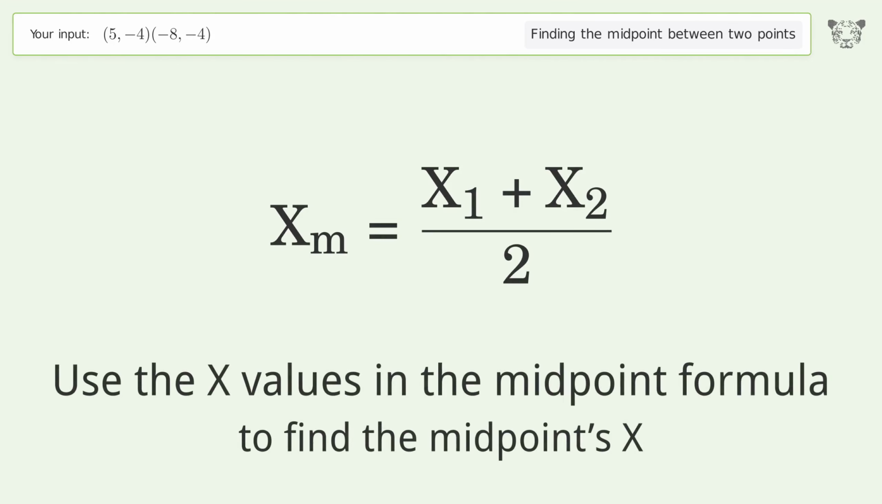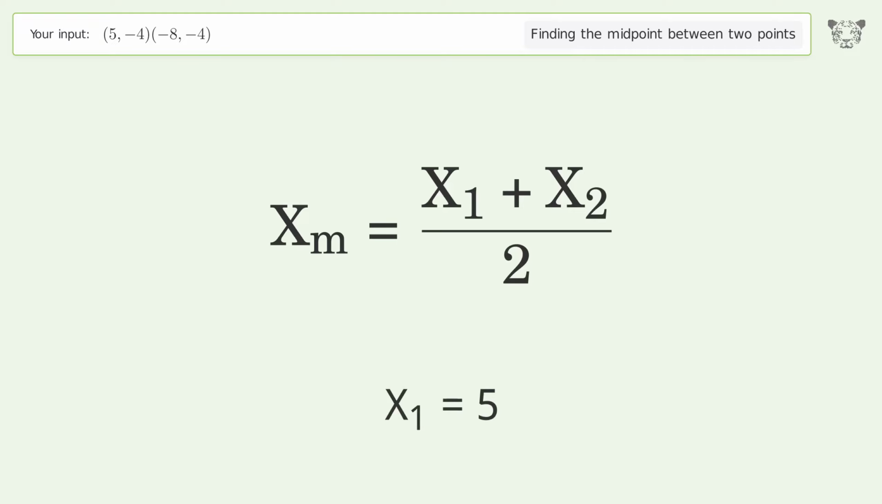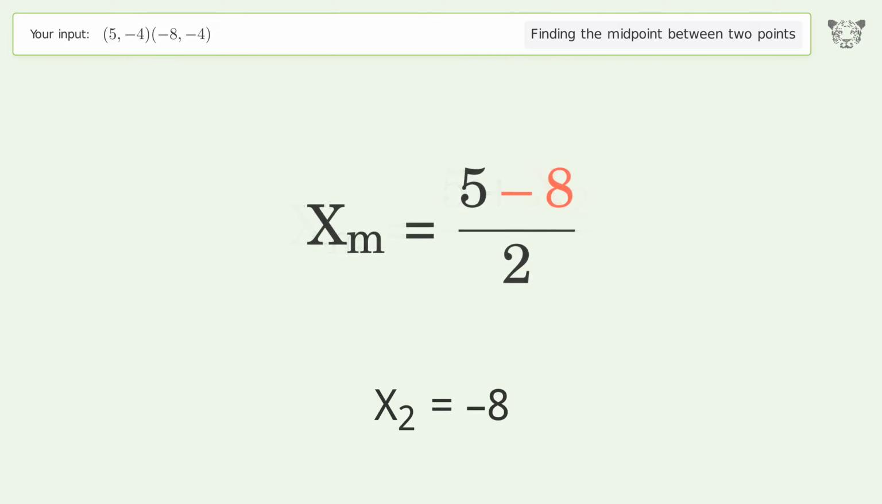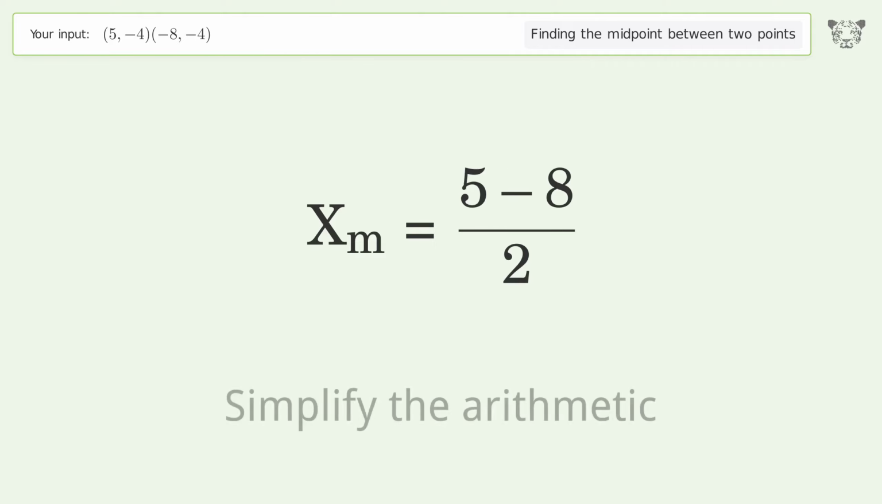Use the x values in the midpoint formula to find the midpoint's x. x1 equals 5. x2 equals -8. Simplify the arithmetic.